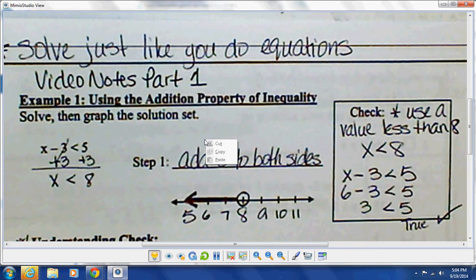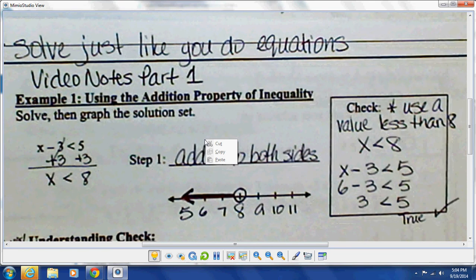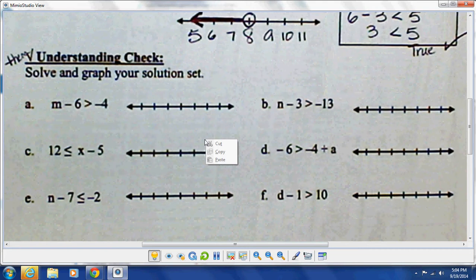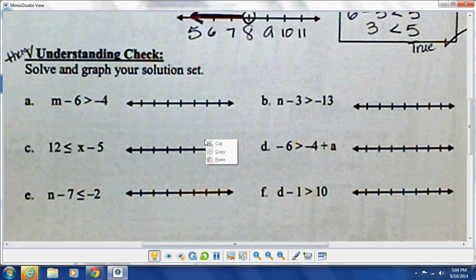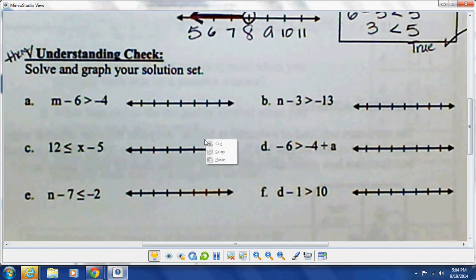Okay, now you have some understanding check problems. So you're going to pause the video and work on those, and then continue. Now, don't forget what we talked about in class. Remember, you want your variable to be on the left side. And also remember, if you have a negative variable, that everything needs to change to the opposite. So that means your variable changes to positive, your inequality symbol flips or reverses, and your number that's on the other side, you're going to write its opposite.